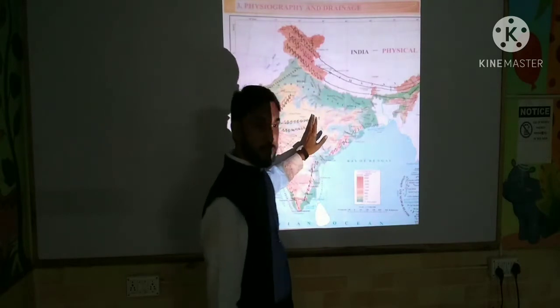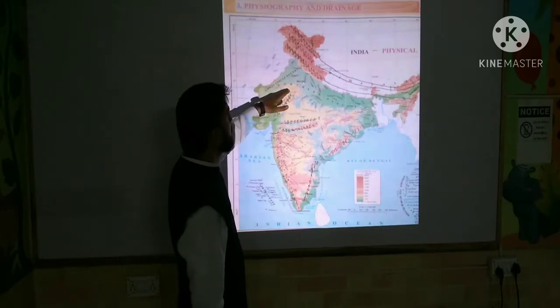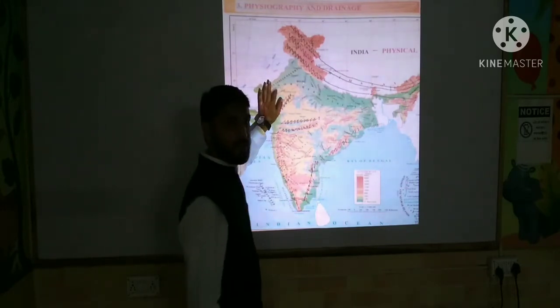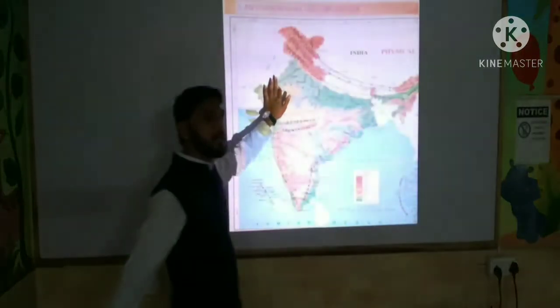Students, climate also affects the population. Climate also affects human settlement. If we see the western part of Rajasthan, the desert region, there is high temperature and here we can see less population.